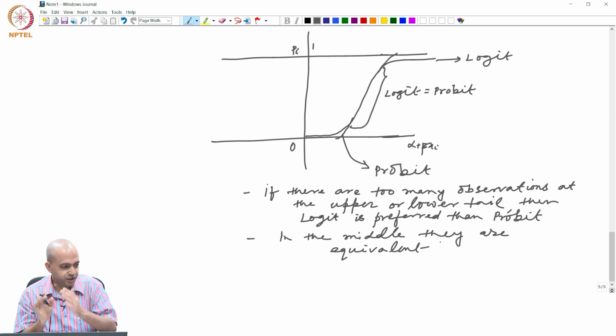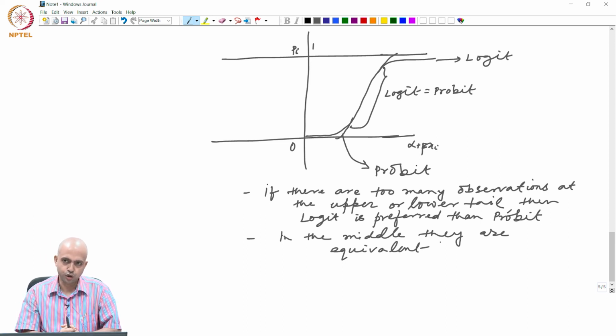Okay. So with this we are closing our discussion on logit and probit. In our next class we will discuss another qualitative response model. Thank you.